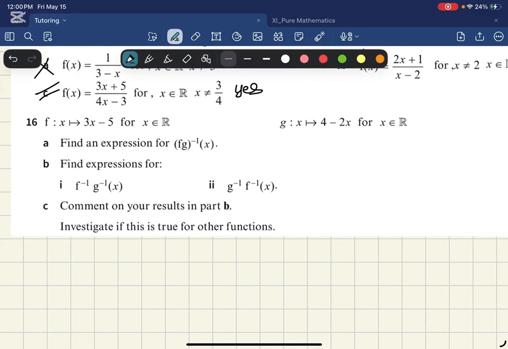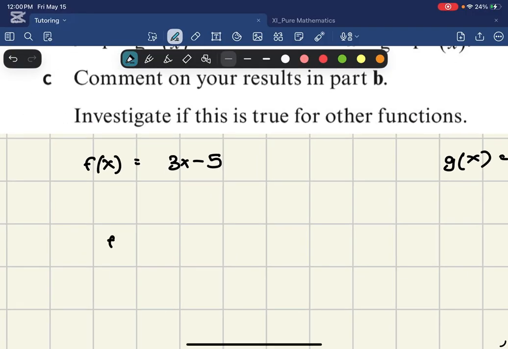Finally, we are at question 16. f of x is equal to 3x minus 5. g of x is equal to 4 minus 2x. So we want to find an inverse of f compose g, the inverse of fg. So let's find f compose g first.